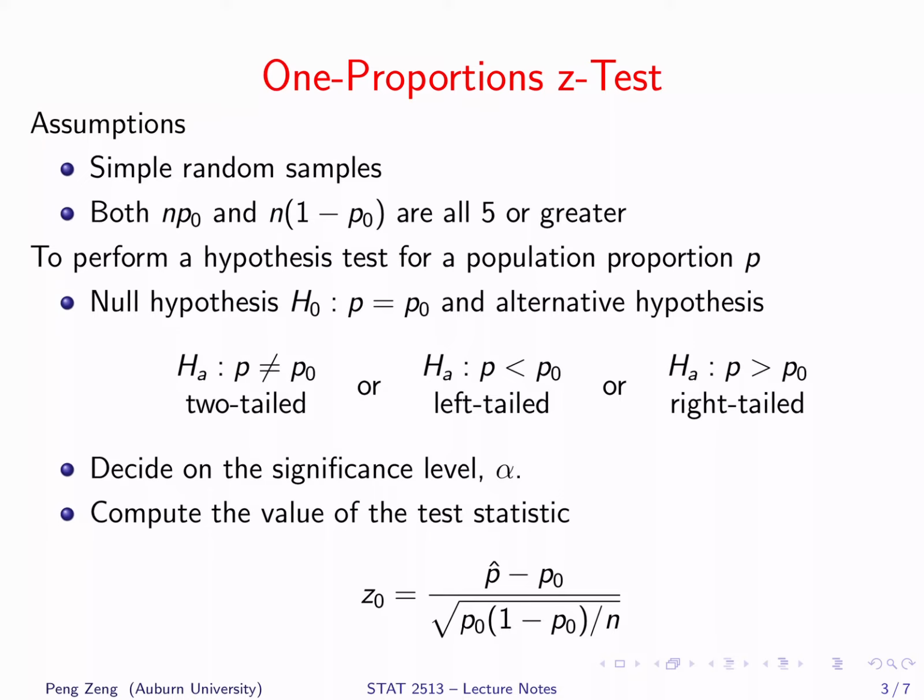Next, we need to decide on the significance level alpha. Usually, alpha equals 0.05. Occasionally, alpha equals 0.1 or 0.01. The test statistic is computed as z0 equals p hat minus p0 divided by the square root of p0 times 1 minus p0 divided by n, where n is the sample size and p hat is the sample proportion.